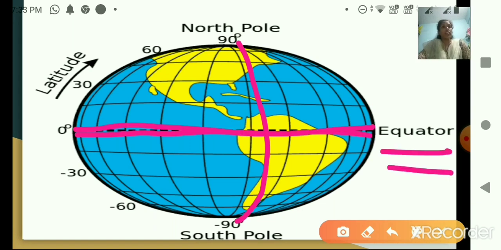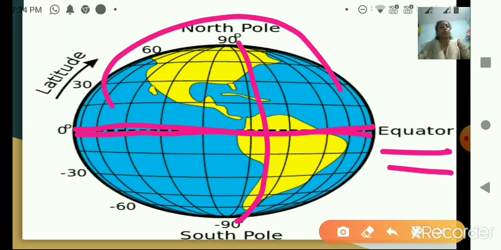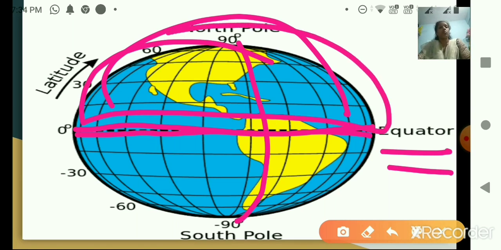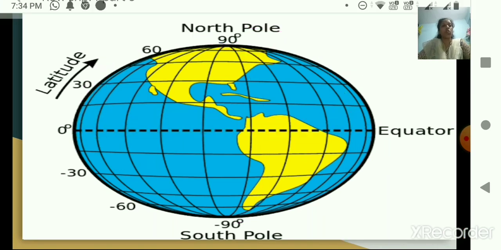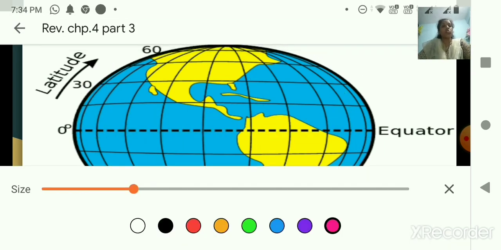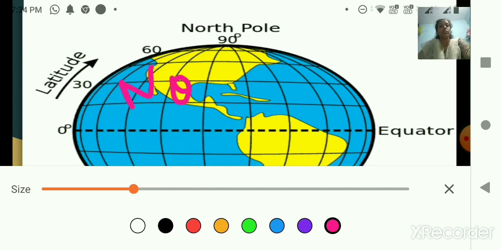And everything that is above the equator, everything in north of the equator is called as, that means this portion, what is it called as? Yes, it is called as northern hemisphere. What is it called as, children? It is called as northern hemisphere.